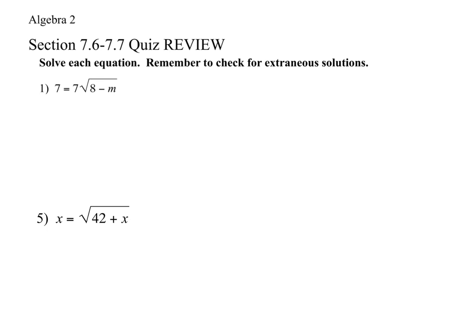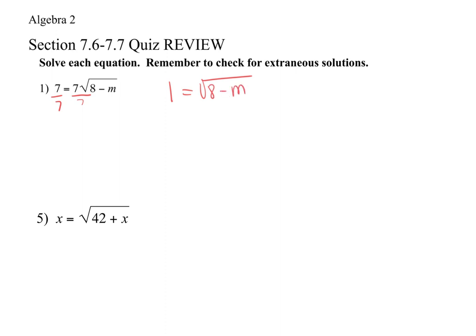Here you have just basic radical equations. For this type, you want to make sure that your radical is by itself, meaning that you're not adding or subtracting or multiplying it by anything. It's the easiest way to do this. And so I have this 7 that is being multiplied here. I'm going to divide both sides by that 7. And I will get 1 equals the square root of 8 minus m.